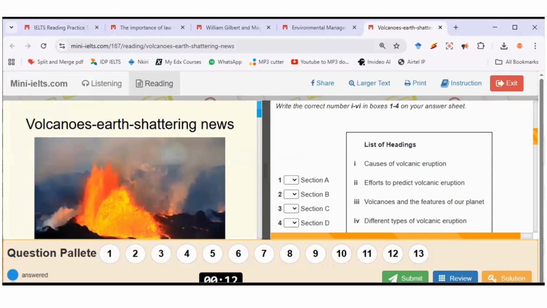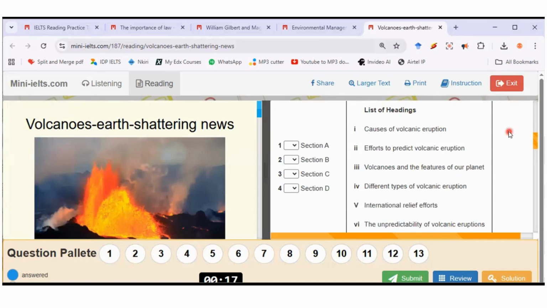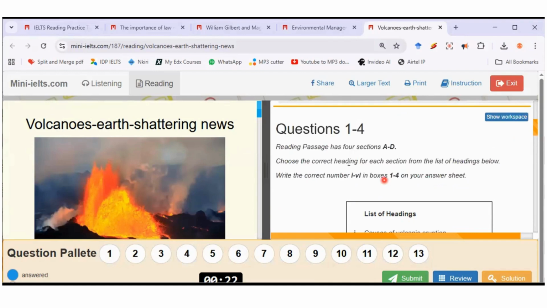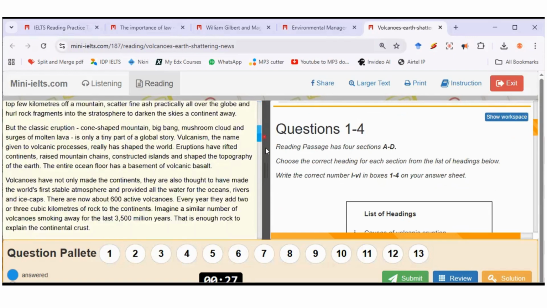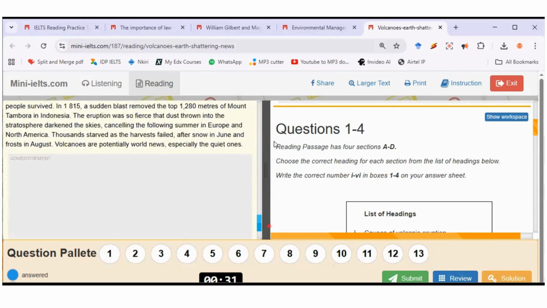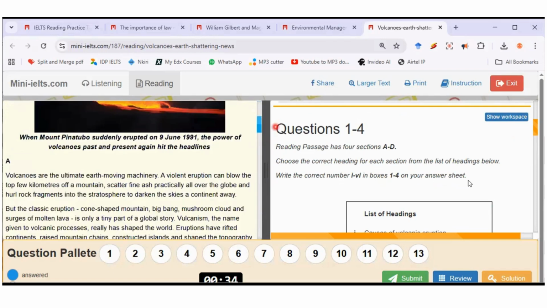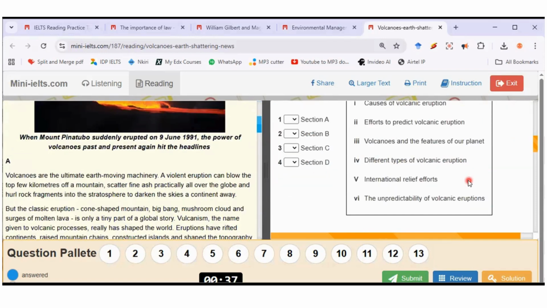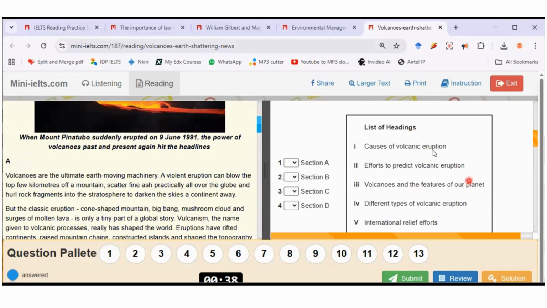Remember what I said when I started. Our first step is to read the list of headings and identify keywords. So look at our list of headings here. The instruction says choose the correct heading for each section from the list of headings. So we have some sections here, section A, B, C, D. Now we have how many headings here? We have 6 headings. Causes of volcanic eruption. Efforts to predict volcanic eruption. Volcanoes and the features of our planet. The different types of, so these are the headings.